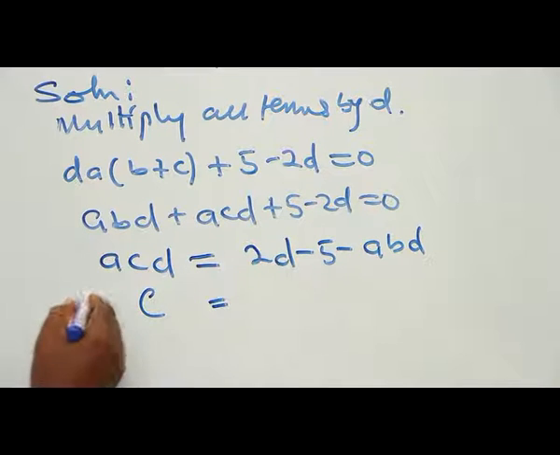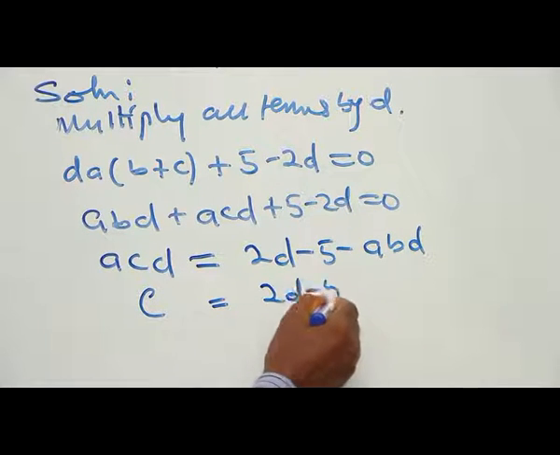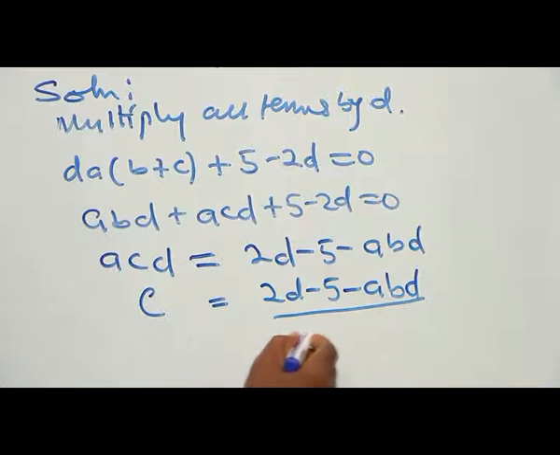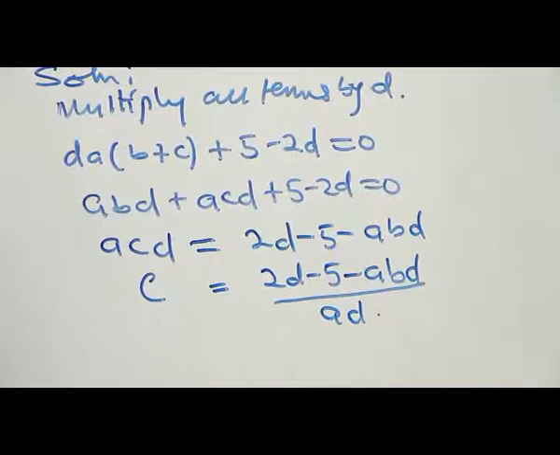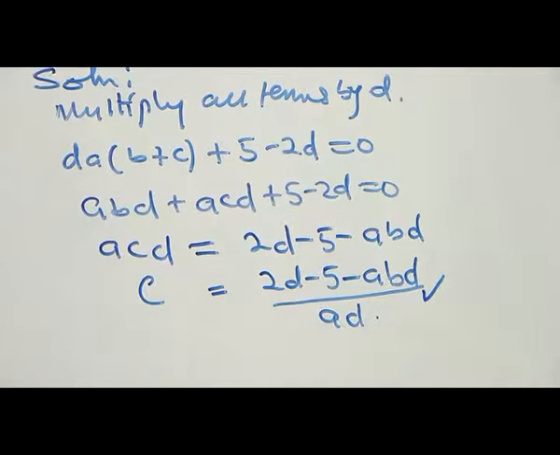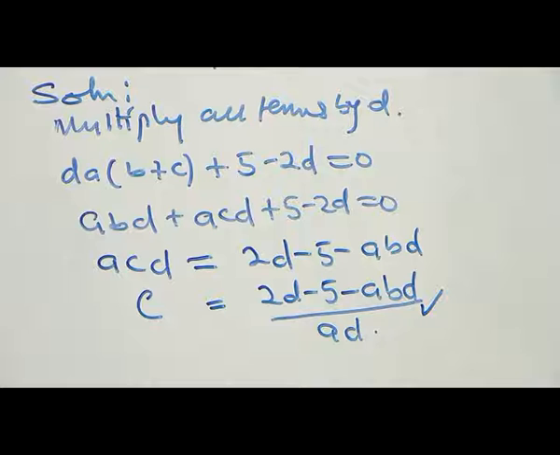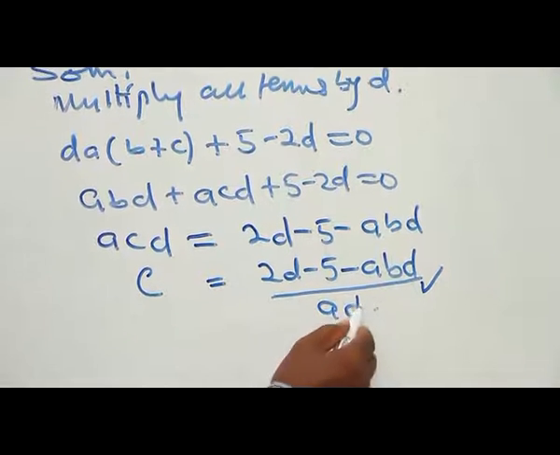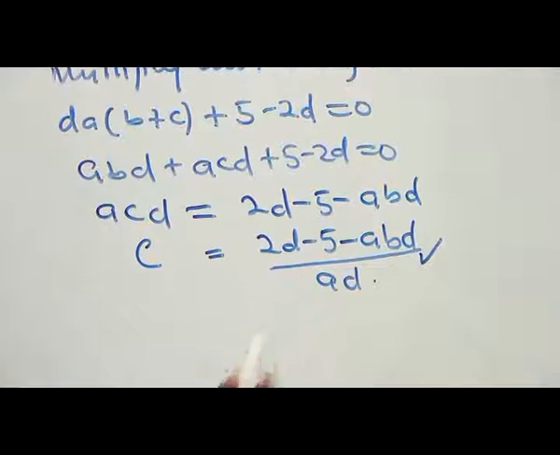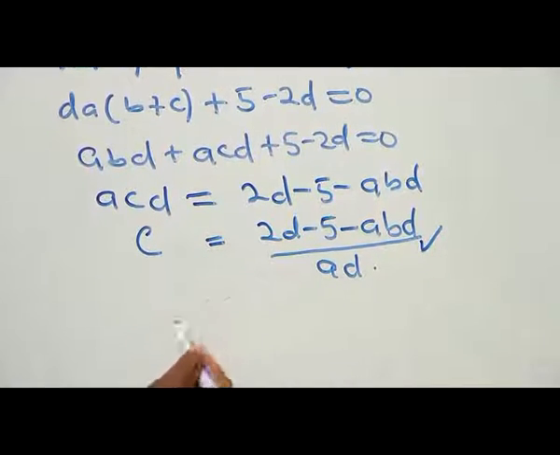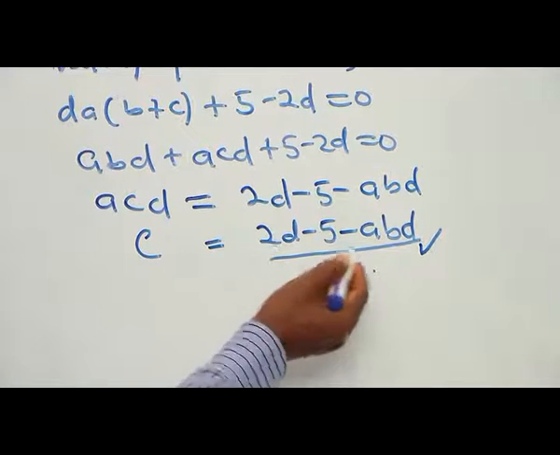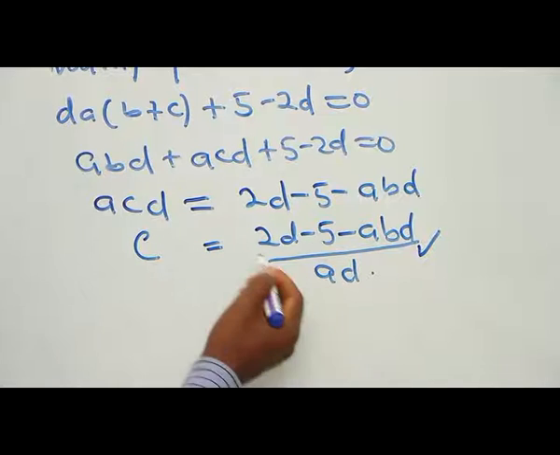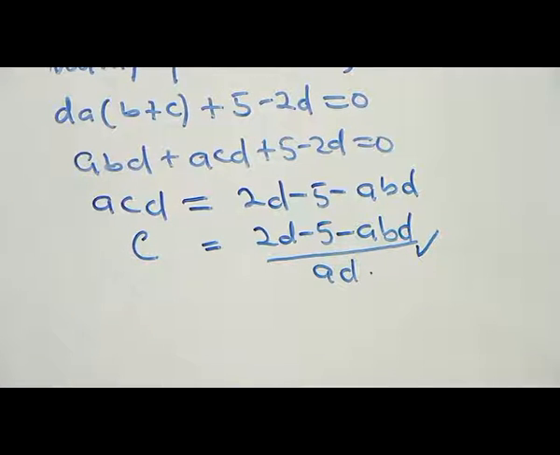Alright? So out of this, we bring out the C. We divide both sides by AD, so we have 2D minus 5 minus ABD, all divided by A and D. There are no common terms, so we leave the solution as 2D minus 5 minus ABD all over AD. Please do not say that D will cancel D here, or that A will cancel. Please, don't do that, because the expression did not call for that. This A is not common to all the terms in the numerator, and D is also not common to all the terms in the numerator.